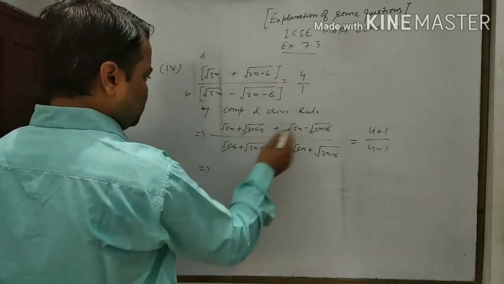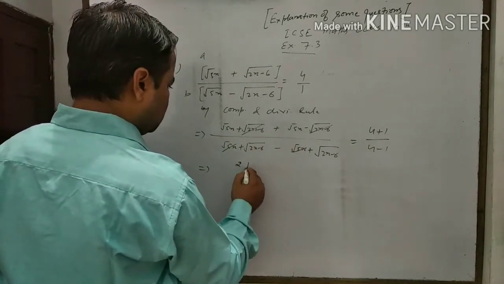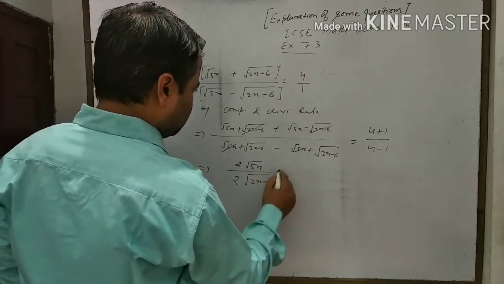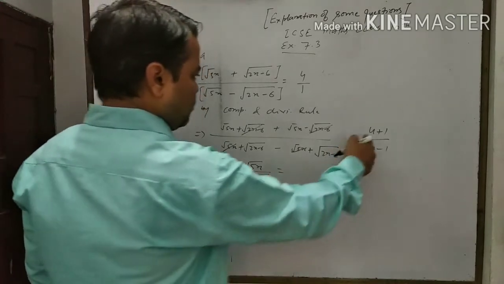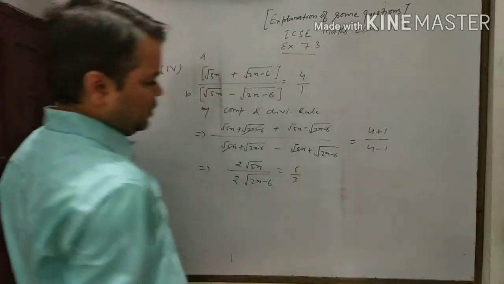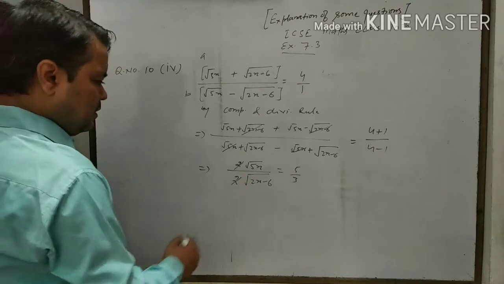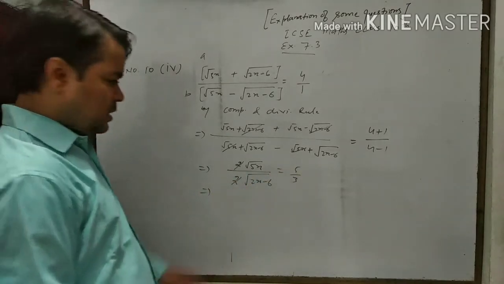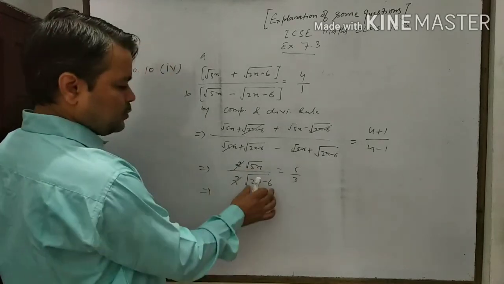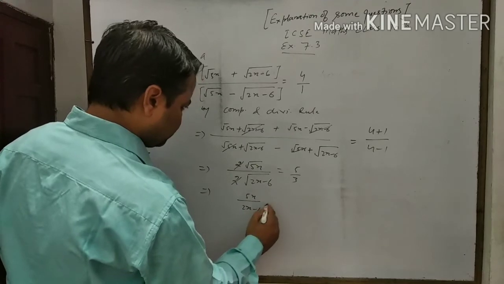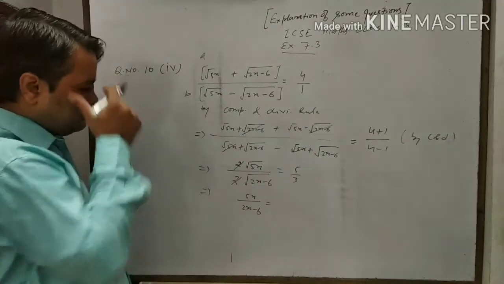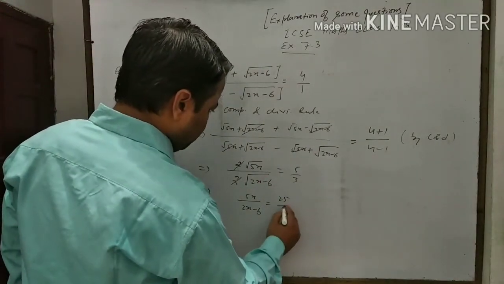Then this plus this, under root 5x plus under root 5x, is equal to 2 under root 5x, upon 2 into under root 2x minus 6, is equal to 5 by 3. Again 2 and 2 cancel. Let us square this. Then under root 5x will be 5x, and the square of this is 2x minus 6, is equal to 25 by 9. Squaring on both sides.